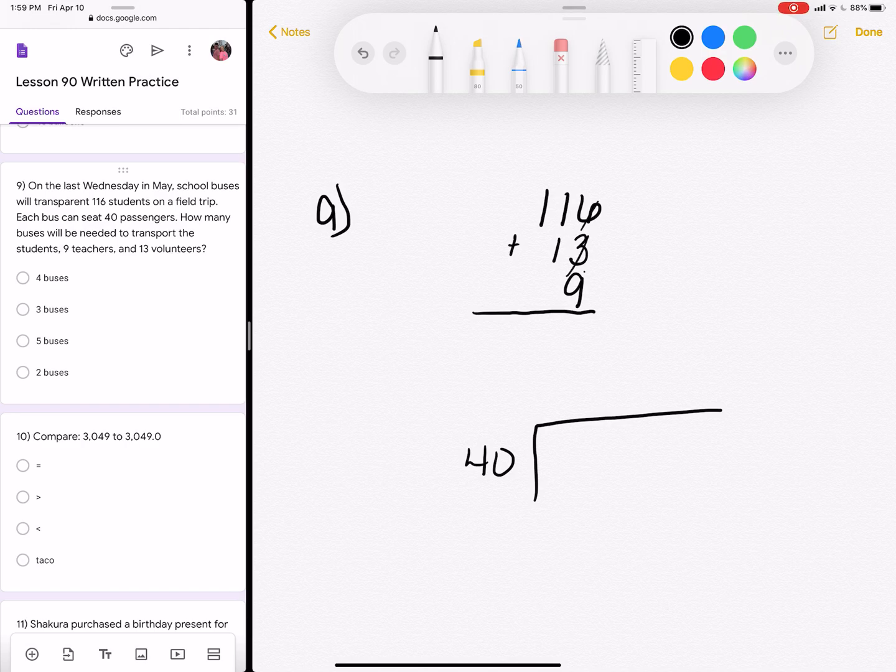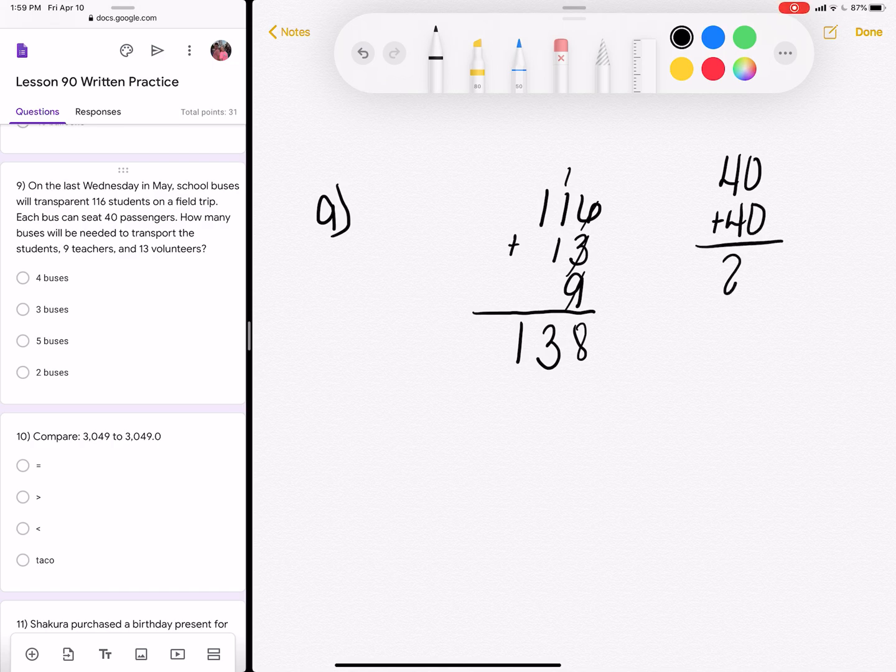6 and 3 is 9. 9 and 9 is 18. 3. So there are 138 people in all. So dividing 138 by 40 isn't going to do us much good. So let's add 40s until we get to 138. So this would be 80 people in 2 buses. So we need another bus.